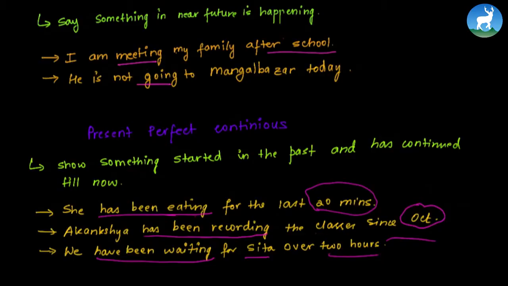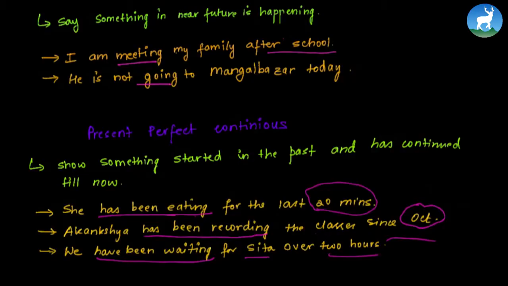Another example, he is going to Mangal Bazaar today. So today, in the near future, in the evening maybe, it's day right now, and in the evening he is going to Mangal Bazaar. So we are making use of the present continuous tense.